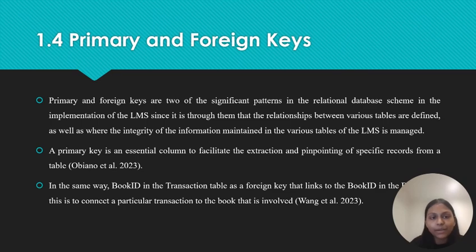What are the primary and foreign keys, the two significant patterns in the relational database schema in the implementation of the library management system? For example, in the books table we can use a field such as the book ID, the identification number of the books. In the same way, the member ID in the member table and the staff ID in the staff table are used to make each record unique, because they are the primary keys. The foreign keys are used to link tables and ensure there is a relation between two tables, like the books table and the member table. For example, in the transaction table the member ID attribute is a foreign key that points to the member ID in the member table, assigned to every transaction for a particular member.